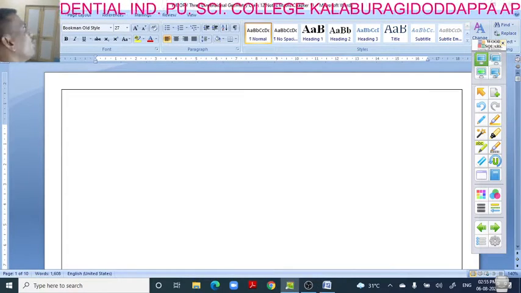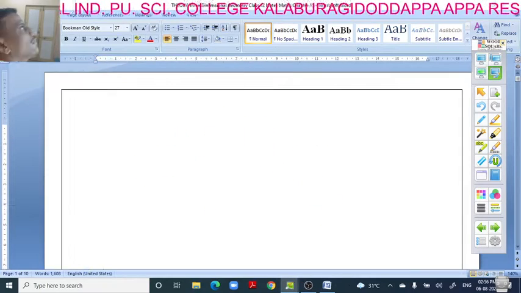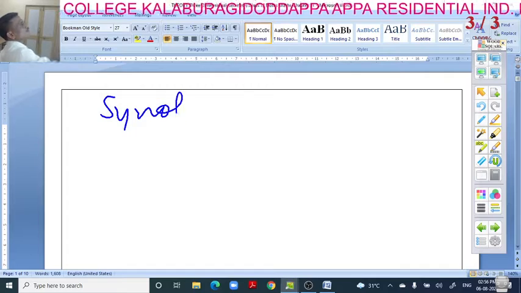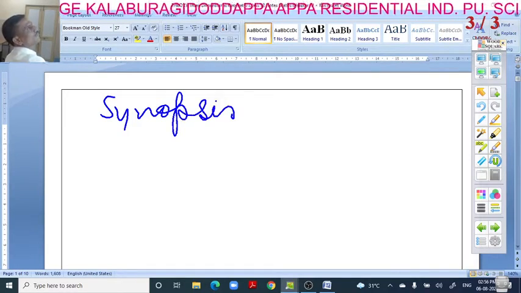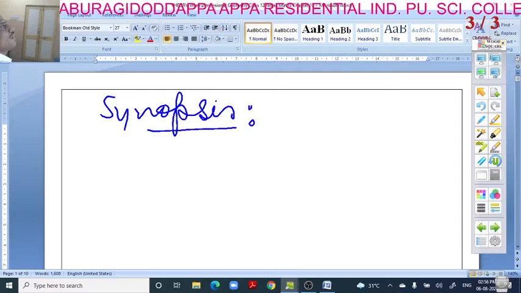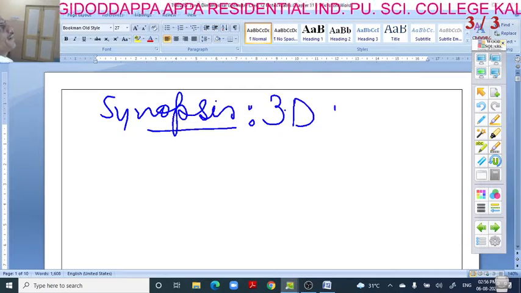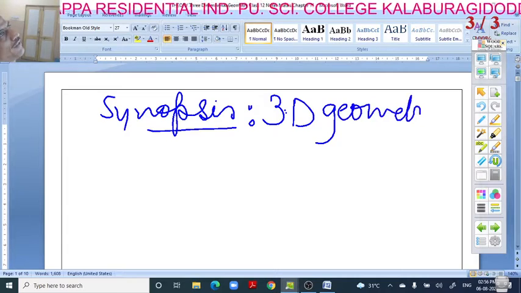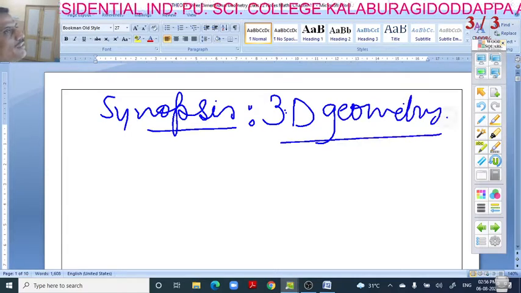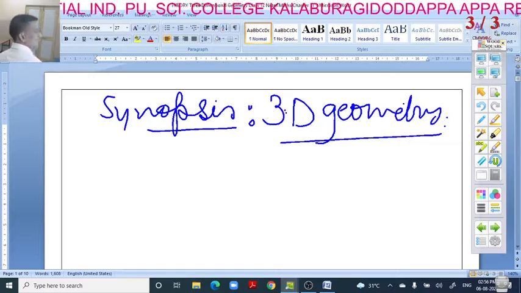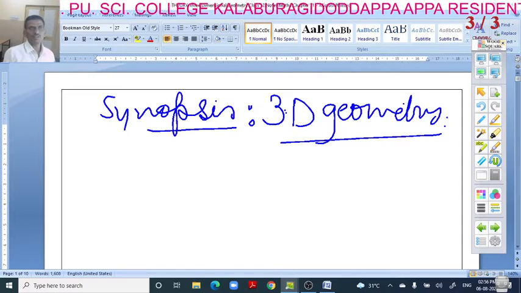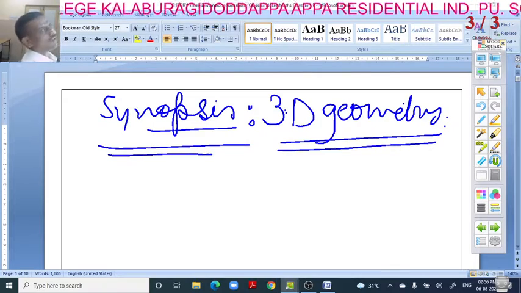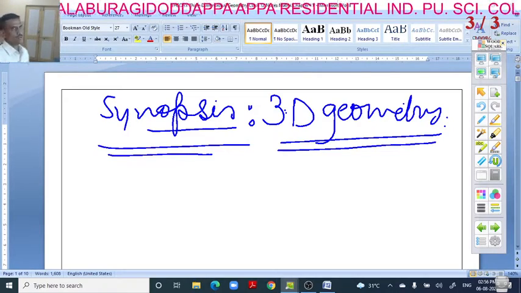So today we are going to discuss the synopsis of three-dimensional 3D geometry. In case of three-dimensional geometry, you have already studied it in PUC first year, but a slight extension of that is there in PUC second year.